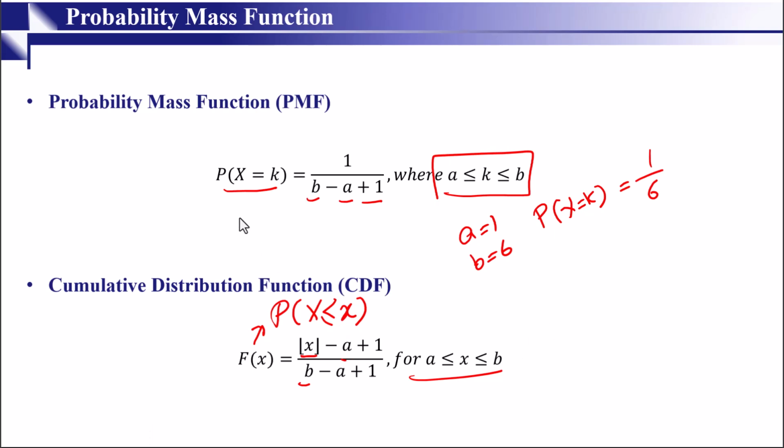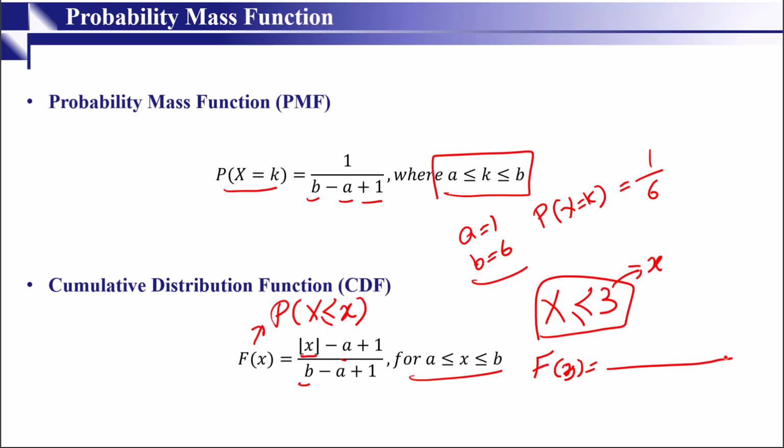So in this example, what is the probability of rolling less than or equal to 3? It means X is less than or equal to 3, a small x equal to 3. So in this case, F of 3 is equal to 3 minus 1 plus 1 divided by 6 minus 1 plus 1. 3 minus 1 plus 1 is 3, and 6 minus 1 plus 1 is 6, which is equal to 0.5.